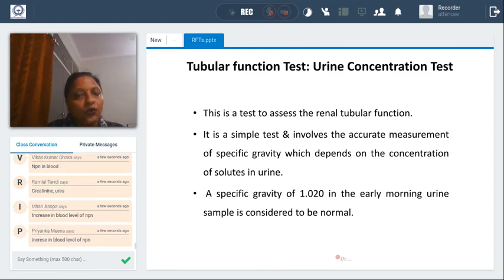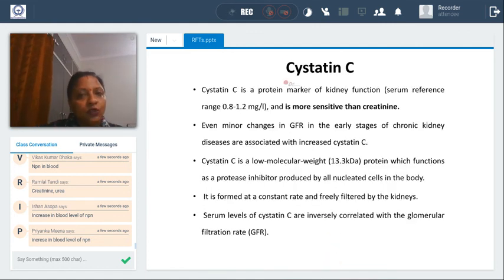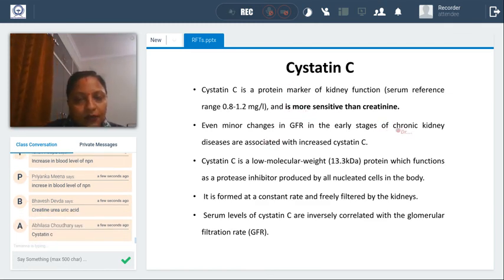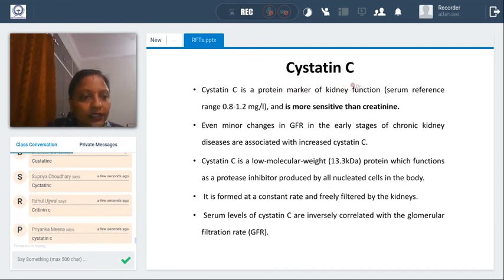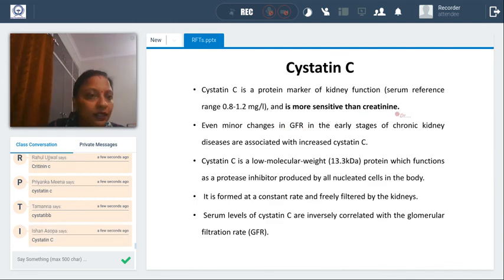Tubular function tests include the urine concentration test. It includes specific gravity and osmolality. Then, which is the most important test or biomarker of kidney function, the most sensitive test for kidney function? That is cystatin C. This is the biomarker. Cystatin C is more sensitive than creatinine. This is the important point. Cystatin C is a protein marker, or a biomarker of kidney function.